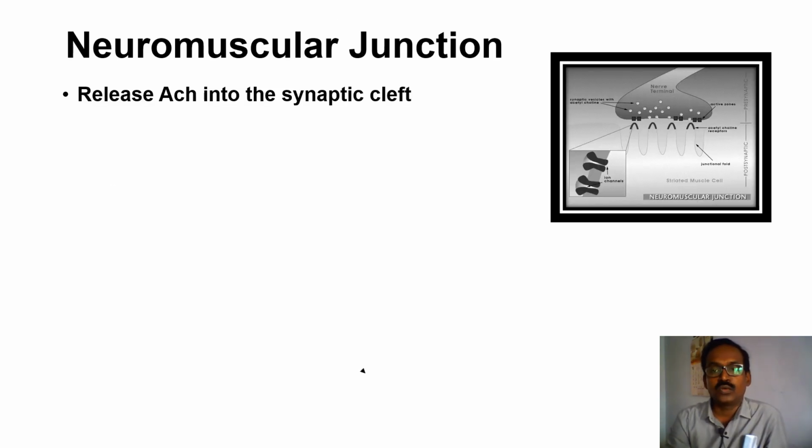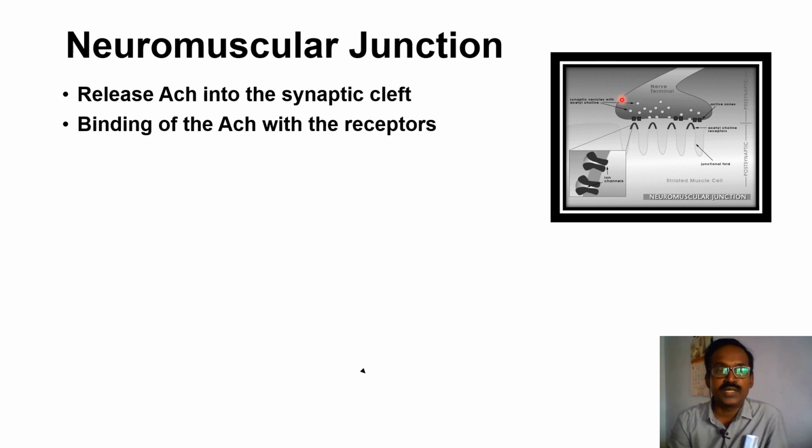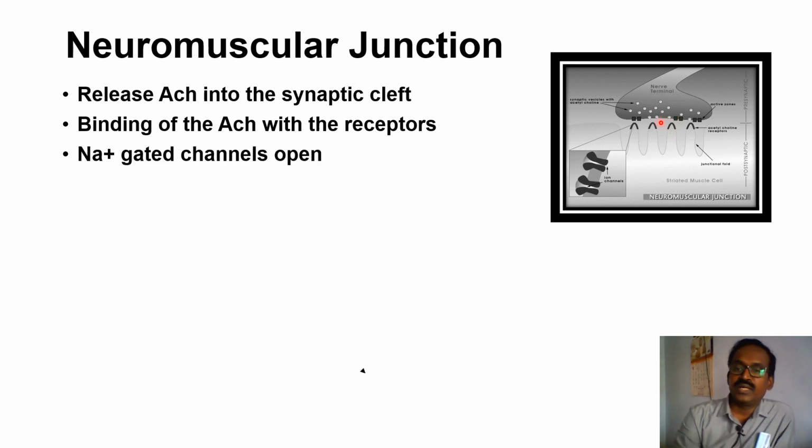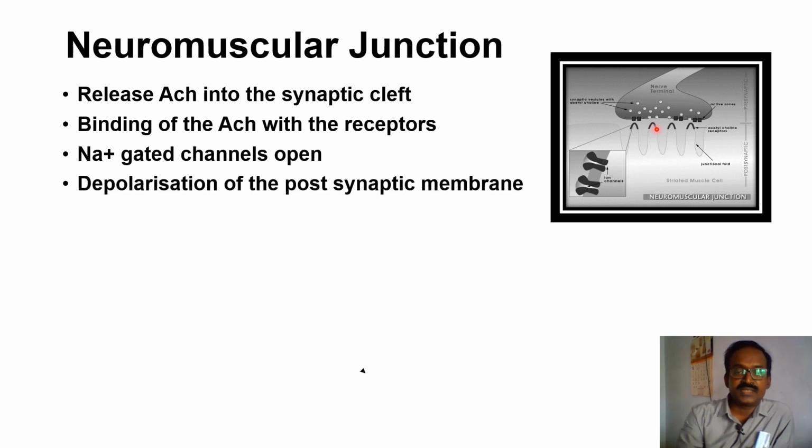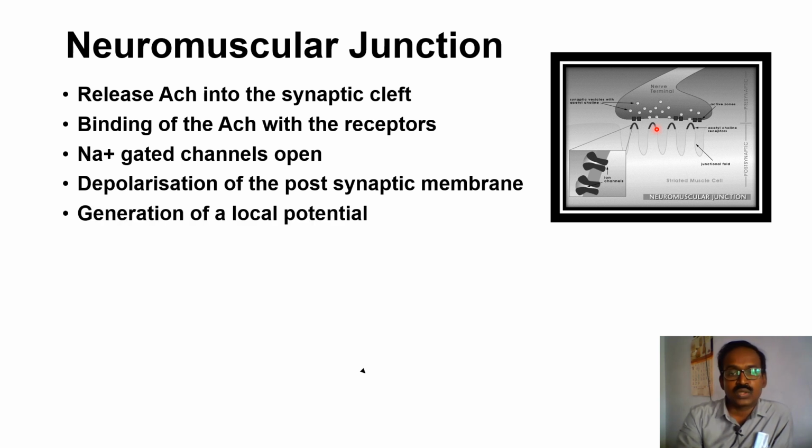Acetylcholine is released into the synaptic cleft. Acetylcholine binds with the nicotinic acetylcholine receptor located in the postsynaptic membrane. Some of the acetylcholine is destroyed by the acetylcholinesterase located in the synaptic cleft, which catalyzes acetylcholine to choline and acetate, used for resynthesis. When acetylcholine binds with the receptor, it opens the sodium gated channels and produces depolarization of the postsynaptic membrane, generating a local potential.